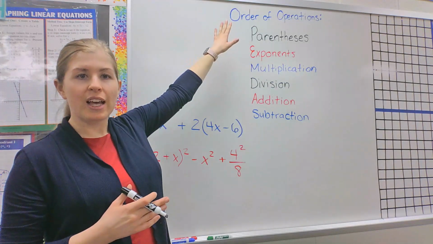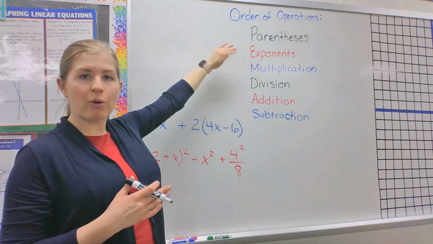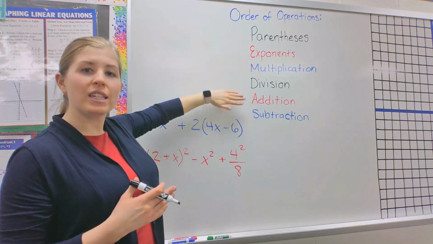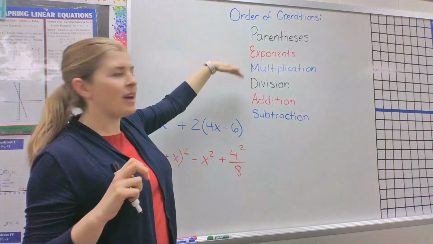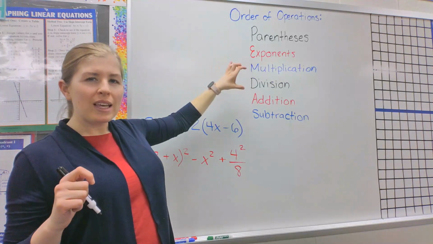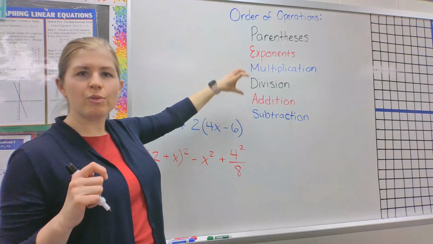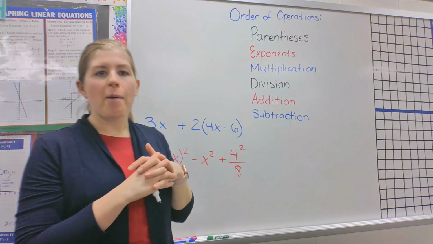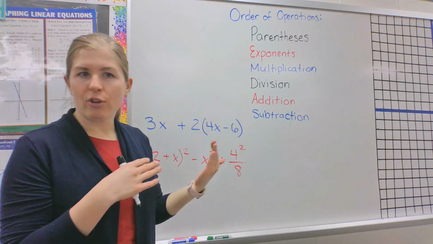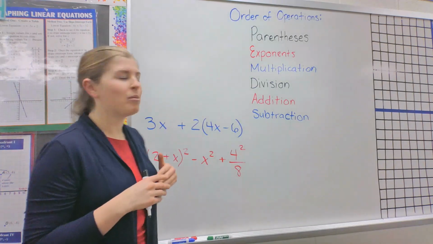For the order of operations, it is parentheses, exponents, multiplication, division, addition, subtraction. So they like to say PEMDAS. Really, multiplication and division are interchangeable steps, and then addition and subtraction. You could do one or the other first, just because they are inverse operations. This is kind of just the order we put them in.